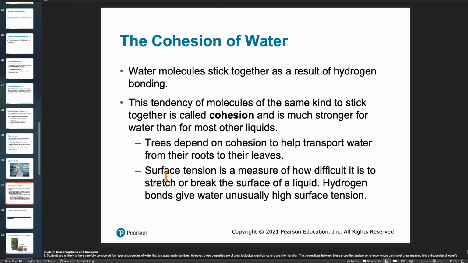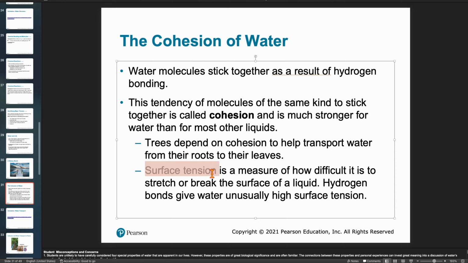Okay, another property of water, and again, I'm breaking these down into pieces. The next property of water is surface tension.